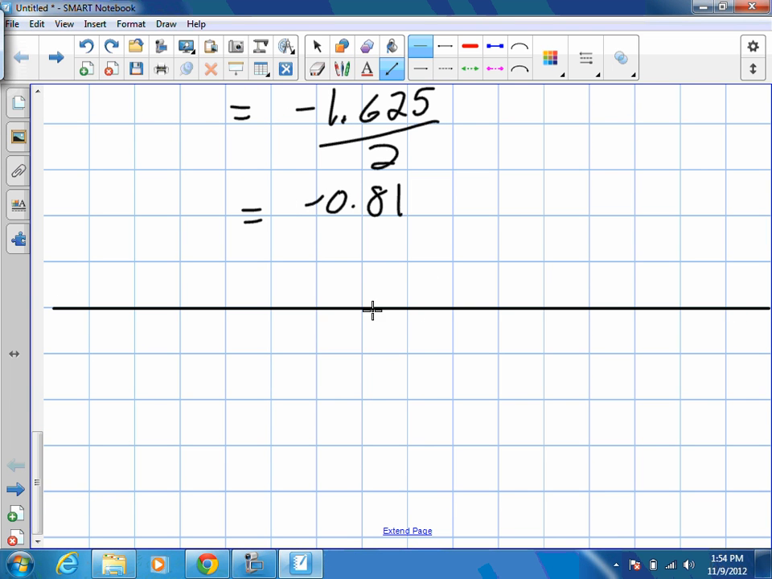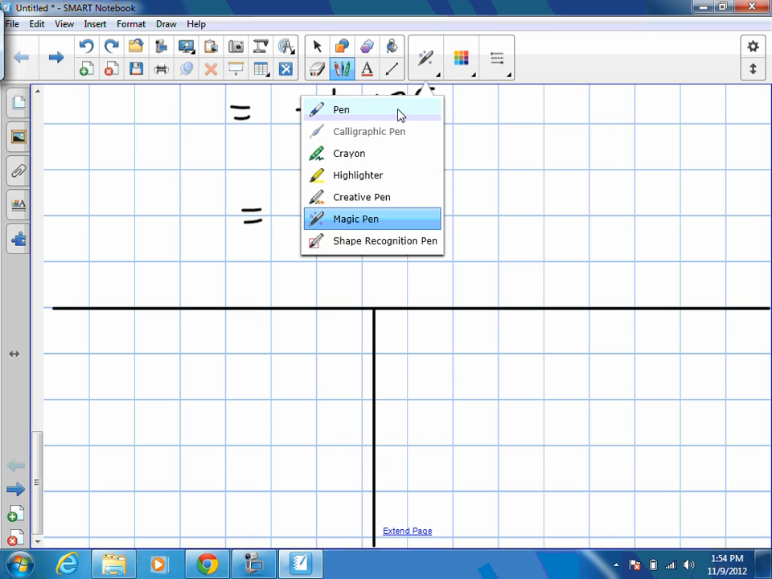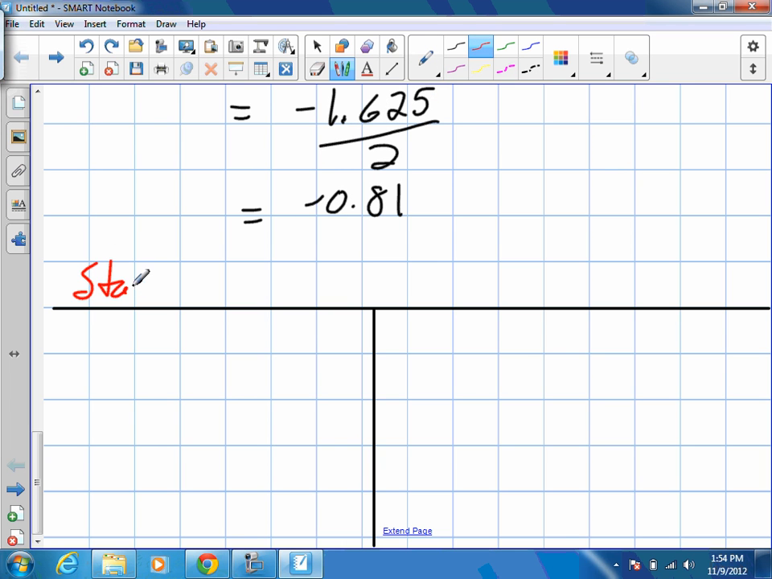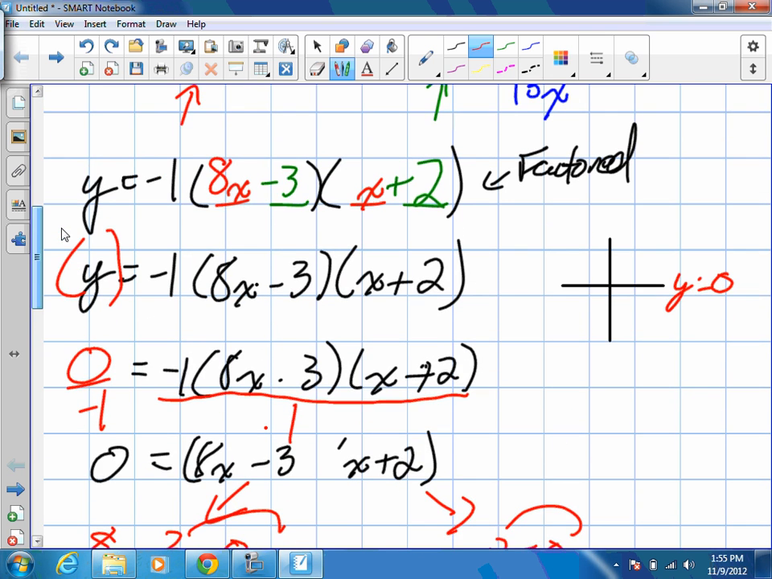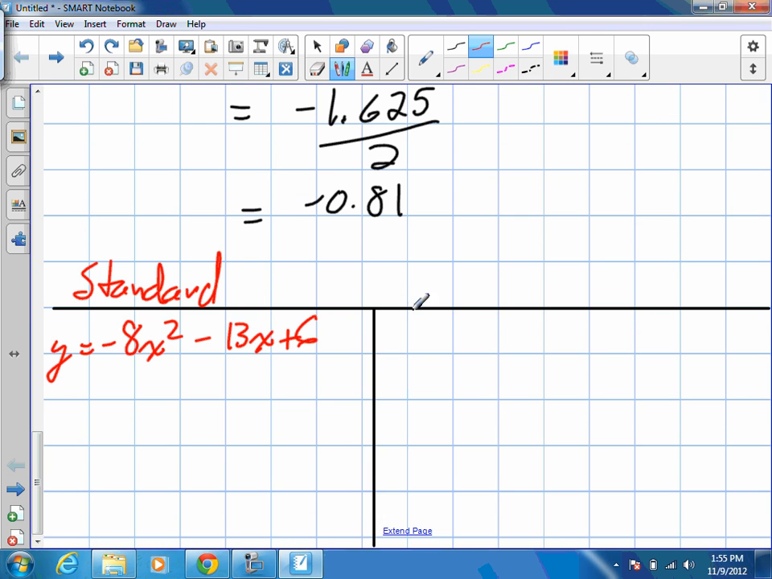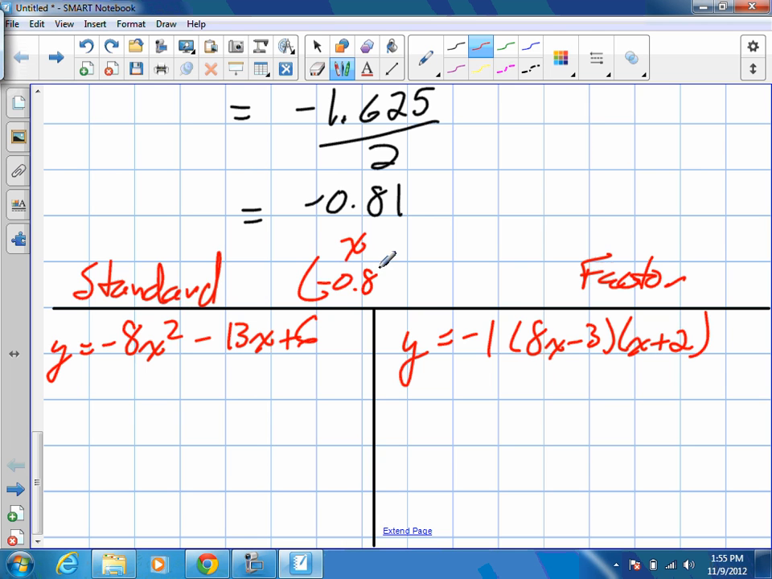So, the standard form of this equation was y equals negative 8x squared, negative 13x plus 6, I believe. Is that right? Yeah. And the factored form is 8x minus 3 times x plus 2. Okay, so like we were saying, we can plug the x value of the vertex, which we found to be negative 0.81, into either equation to find our y.